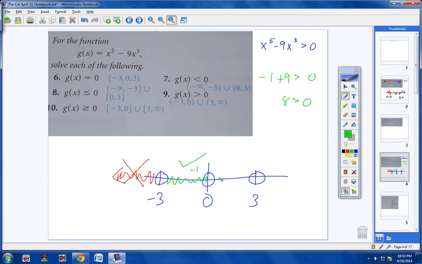Okay, now let's test the number 1, +1. So let's see what happens. We're going to test 1 for this region right here. 1 to the 5th power is 1. 1 to the 3rd power is 1 times -9 is -9. And so we end up with -8 is greater than 0. And that is not true.